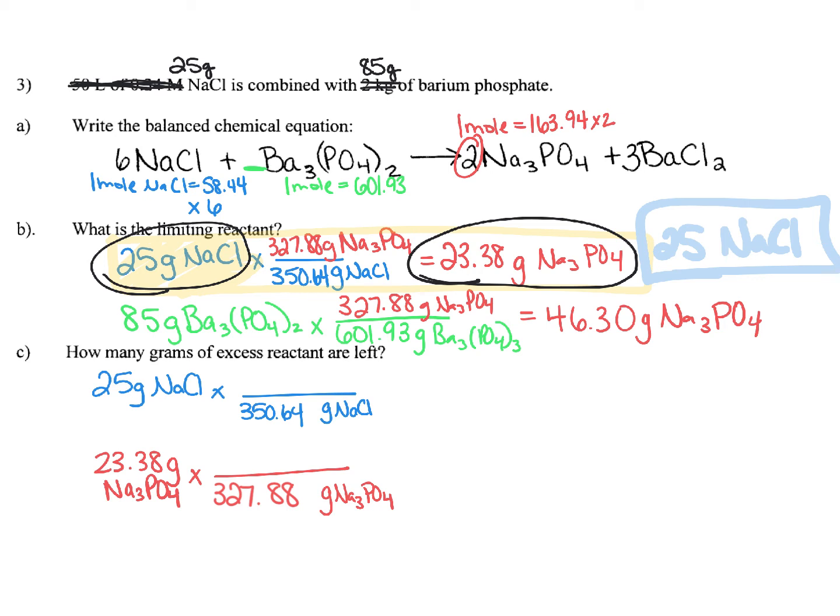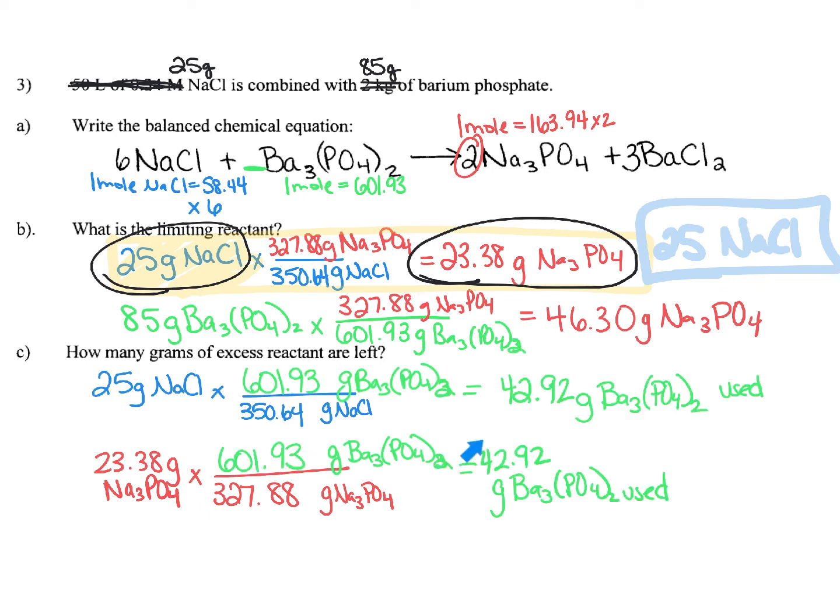Now remember, what we're trying to find is how many grams of our excess we are going to have left. So we want to find out how many grams of this 85 grams of barium phosphate am I given. So we're going to put that on the top because we want to figure out how many grams of barium phosphate we are actually going to use. And I already know that my balanced equation says that I need 601.93 grams. So I can go ahead and put that on the top there.